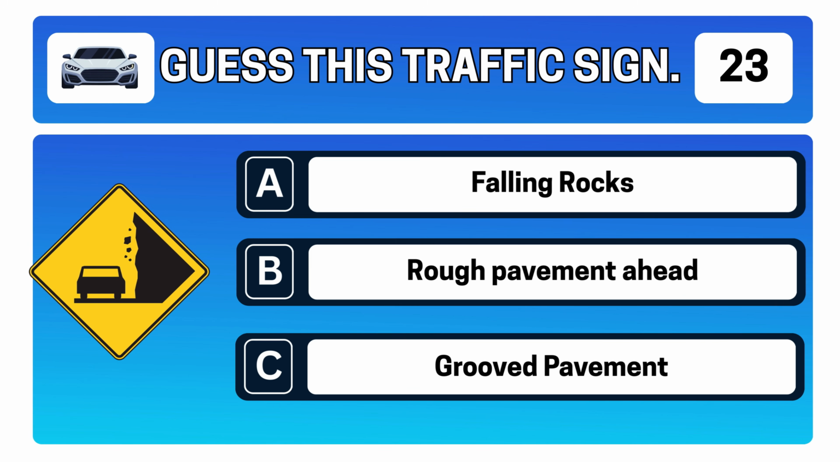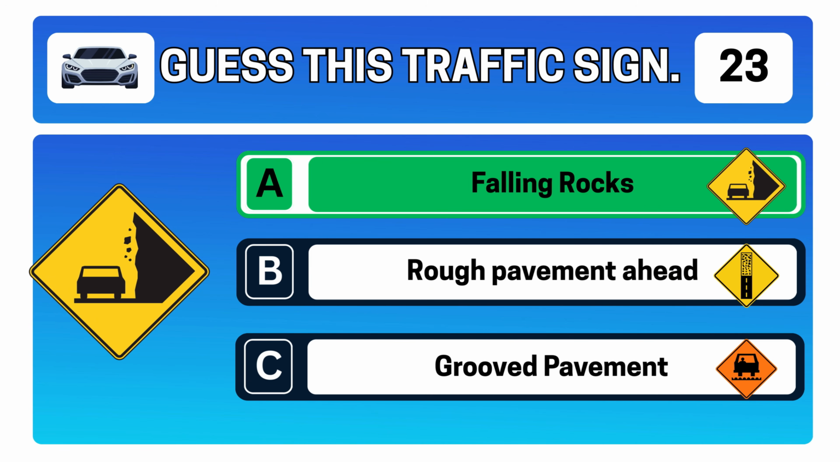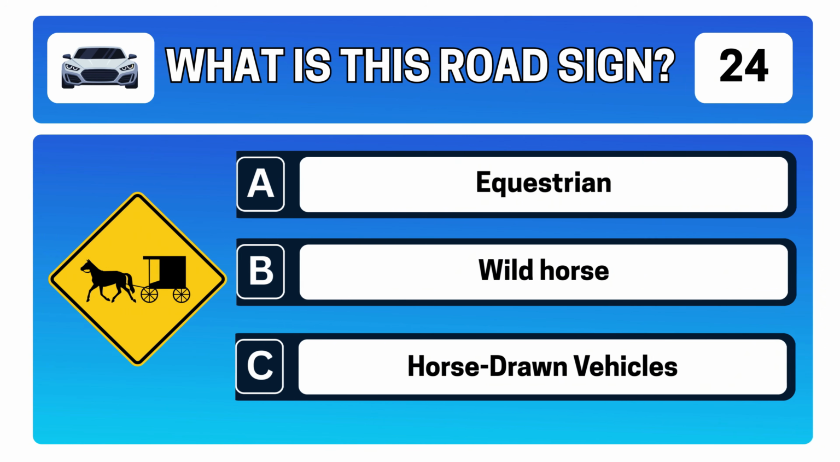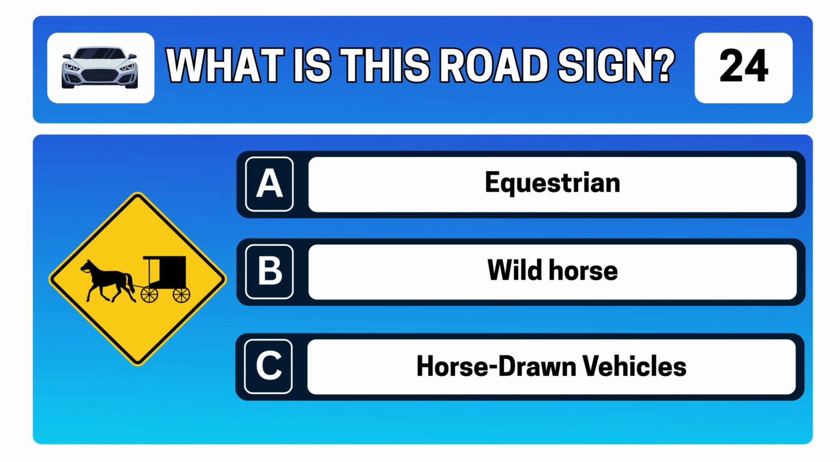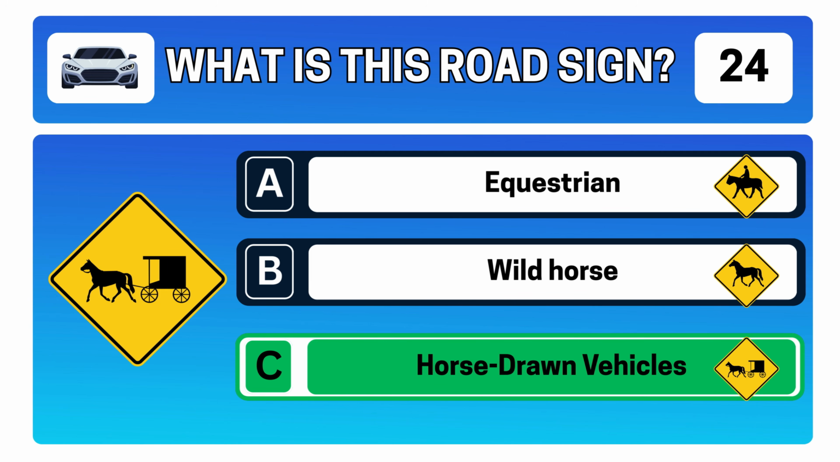Guess this traffic sign. Good catch. It is the falling rocks sign. What is this road sign? Excellent. It is the horse-drawn vehicles sign.